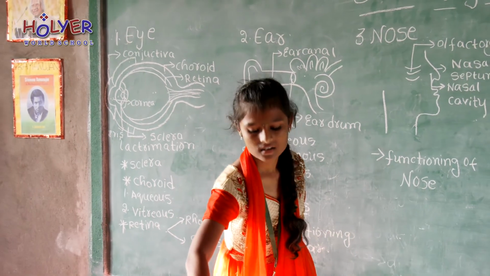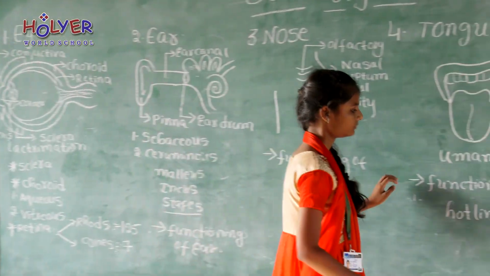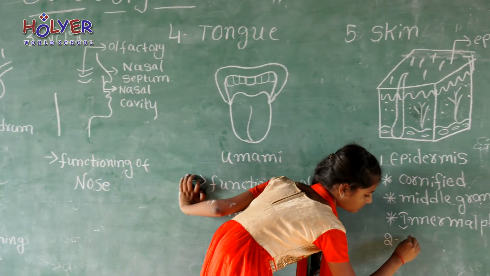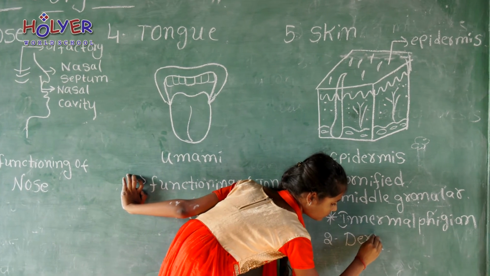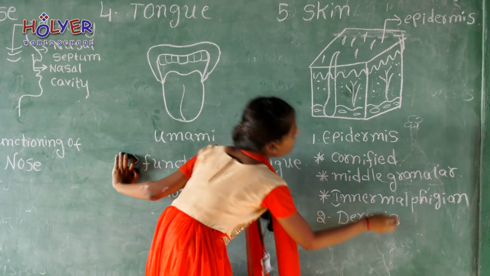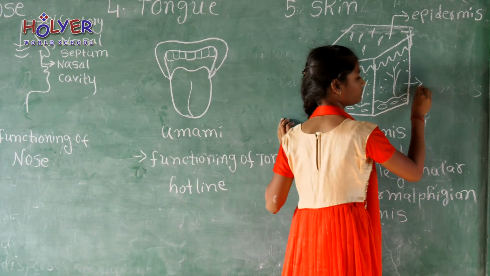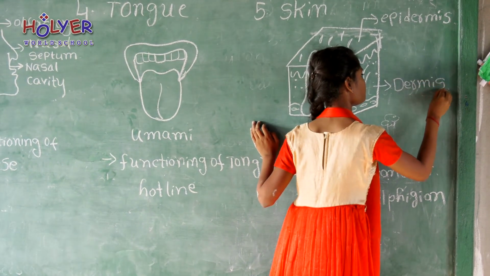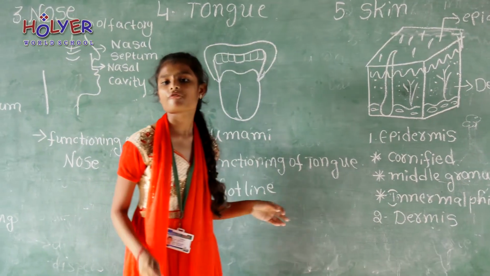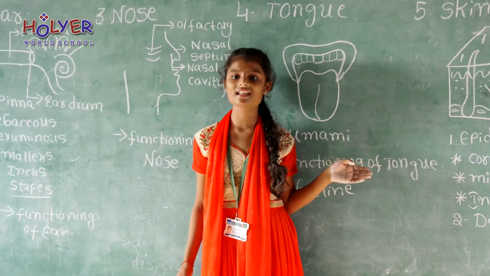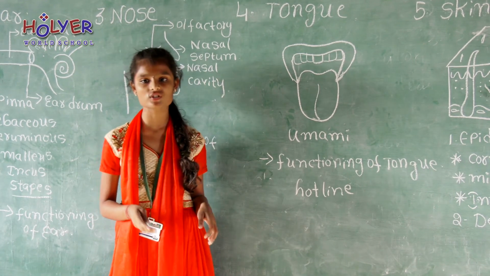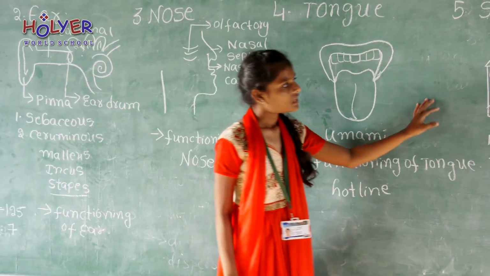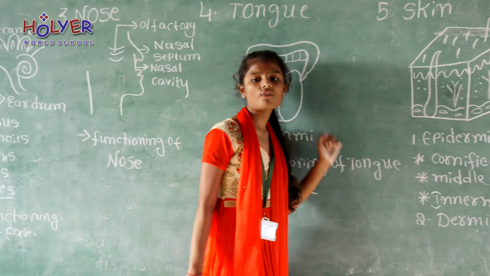And second layer is the dermis. By the way, this is the dermis. This dermis is made up of elastic connective tissue and it contains sweat glands, sebaceous glands, hair follicles and fats. And next one is the functioning of the skin.